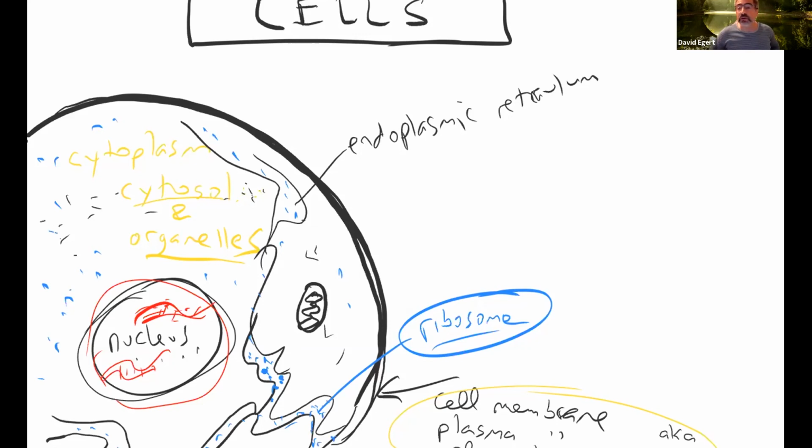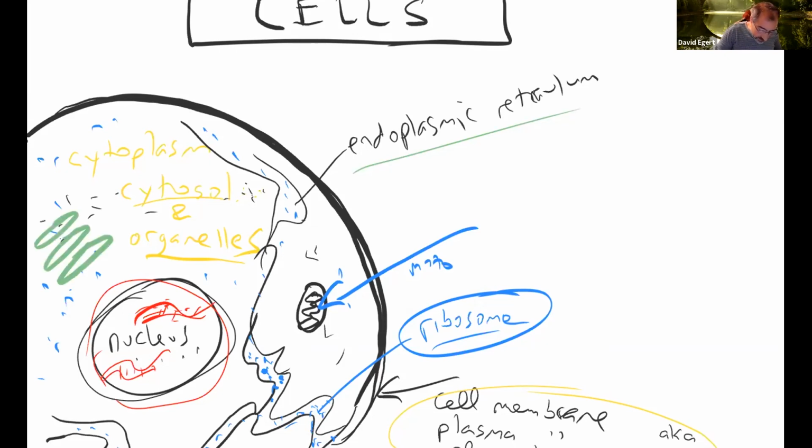What's another important organelle that we find in the cell? The mitochondria. Golgi apparatus, that's another good one. That's similar to the endoplasmic reticulum in that it's a membrane organelle, but it's usually drawn like a stack of pancakes or something.